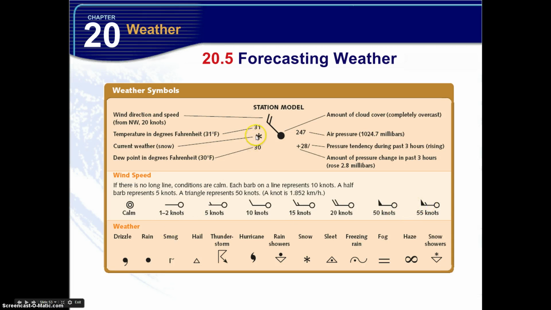Now the weather symbol. Weather symbol that goes just to the left typically of the station model. We have a symbol for drizzle, rain, smog, hail, thunderstorms, hurricane, rain showers, snow, sleet, freezing rain, fog, haze, snow showers. So we have a symbol for every single type of weather that you can imagine, and it'll be plugged into the weather station.